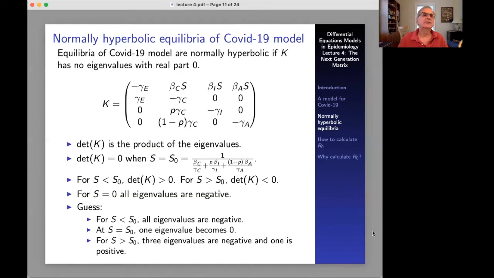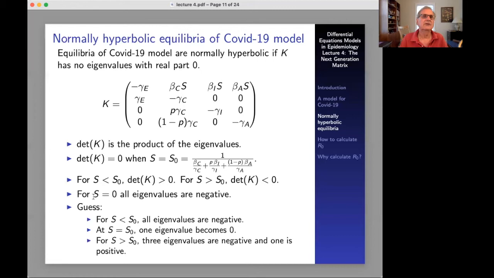Now we're going to spend a few minutes looking at the equilibria of our COVID-19 model and trying to figure out whether they're normally hyperbolic or not. We're only going to partly figure this out at this point. Equilibria of the COVID-19 model are normally hyperbolic if that matrix K that we look at has no zero eigenvalues and no pure imaginary eigenvalues, no eigenvalues with real part zero. So let's just look at it a little bit and see what we can figure out.